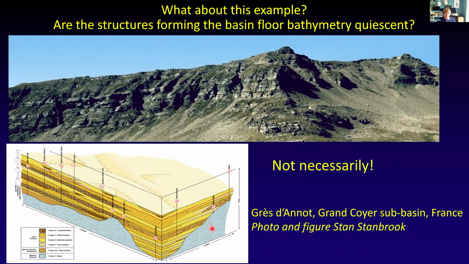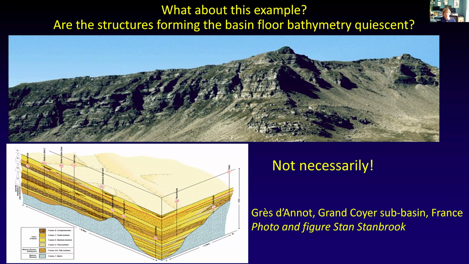So what about this example? Are the structures forming the basin floor bathymetry in this case quiescent? Not necessarily. This is actually Stan Stanbrook's PhD study area of the Grand Coyer subbasin, and you see incredible on-lap at the base. But after that, after a very short period of time, the succession is effectively aggrading without internal on-laps or off-laps. No discernible internal unconformities or wedging strata.